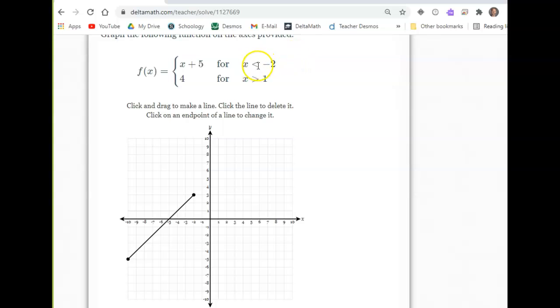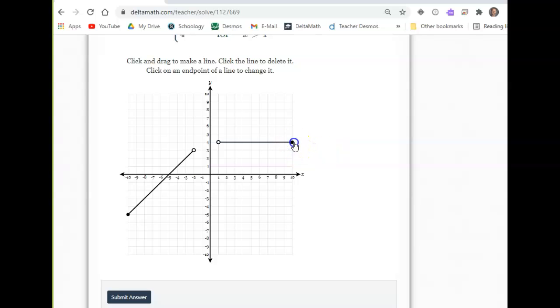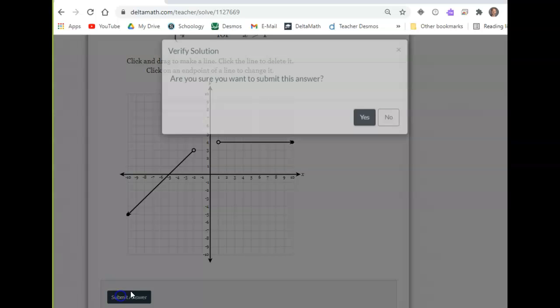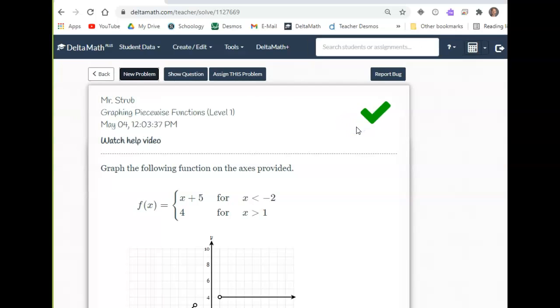Okay, but notice how that's an open circle here. So then you click on that to make it an open circle. And then for 4, when x is greater than 1, my output is 4. Now notice, that's a number, right? So every output is going to be 4. And then this will have an open circle. I wish they had arrows. Maybe, no. Is that an arrow? Yeah. There we go. So, assuming that I graphed this one right, it gave me the answer. Okay.